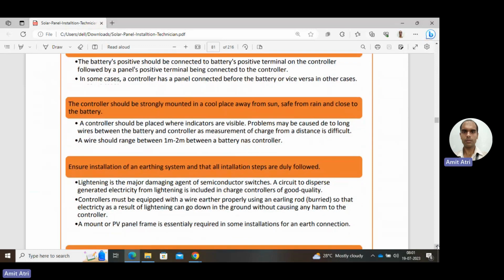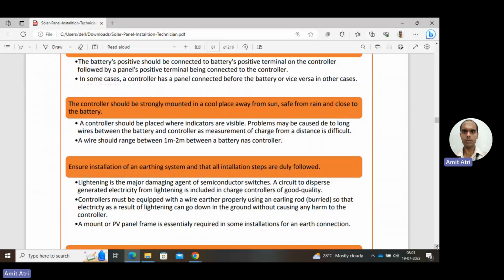The controller should be strongly mounted in a cool place away from the sun. Another precaution: not in direct sun, and rain should not reach it directly. It should be properly shaded from the sun and the rain, and placed near the battery. The controller should be placed where the indicators are visible, otherwise we will not be able to see the status of our system, mainly the battery status.